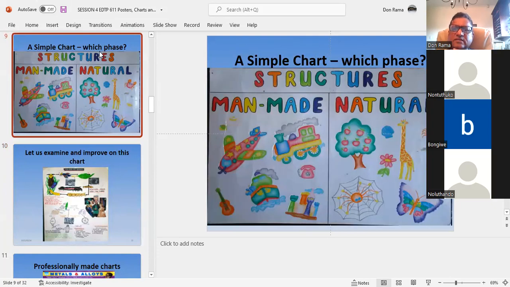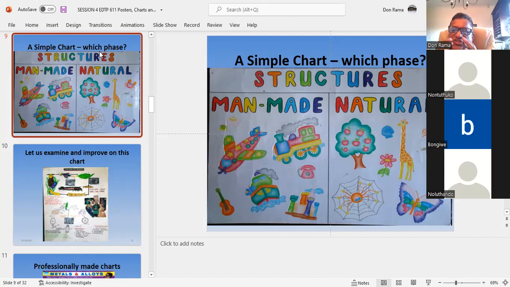Okay, so if you look at this, it's a very simple chart. And this particular chart is used in the foundation phase. Now, as I said earlier on, you must always bear in mind who you're making the chart for. So if this is for the foundation phase, it's a simple chart, but it is effective. Simple because in the foundation phase, many of those learners still cannot read or write. So much of their learning will depend on the visual, on what they see.